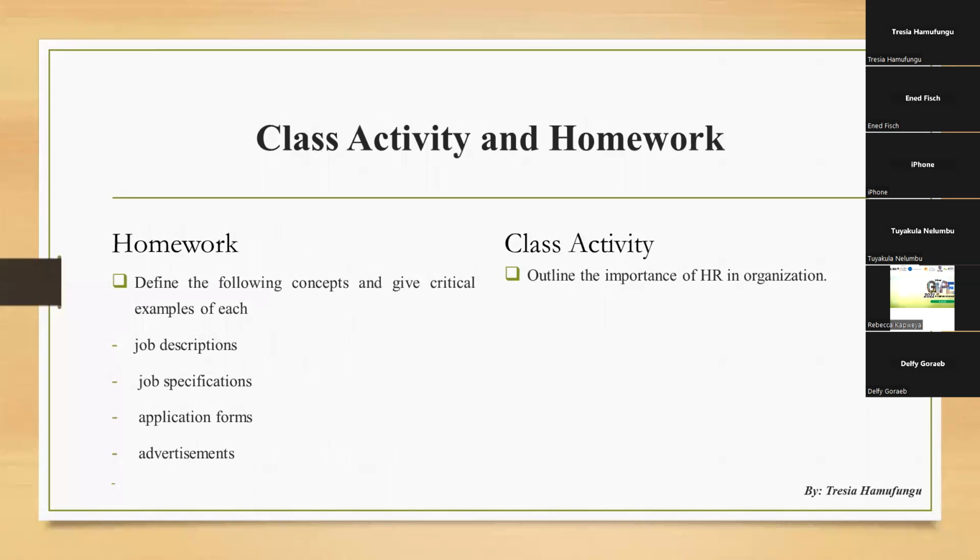Okay, we come to the end of our class for today. So I would like you to take your note and copy the class activity before we close, and also copy the homework, which we are going to submit on the 15th next week. So I would like us to do this class activity quickly, which is about the importance of HR in organization.